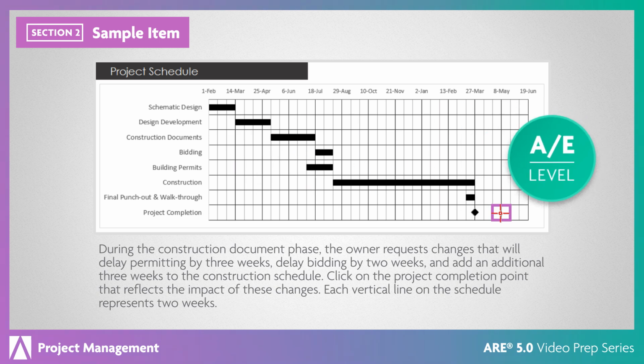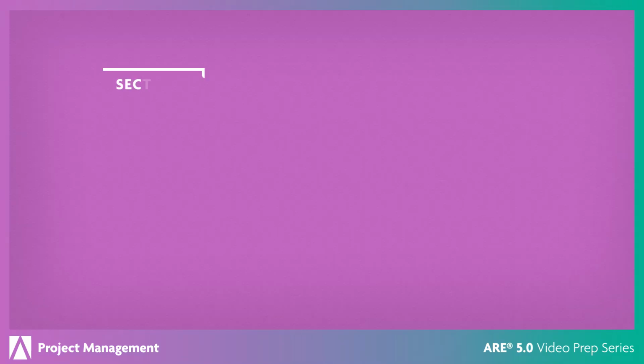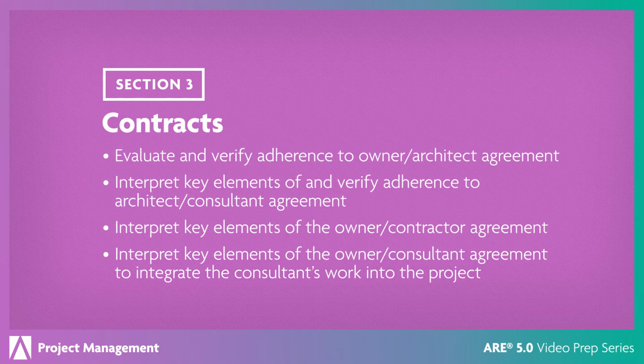This is an AE level item because it requires you to analyze the impact of each of the delays and determine their effect on the overall project completion. In the contract section, you will analyze the contracts that establish relationships between the architect, owner, contractors, and consultants. Let's look at a sample question.